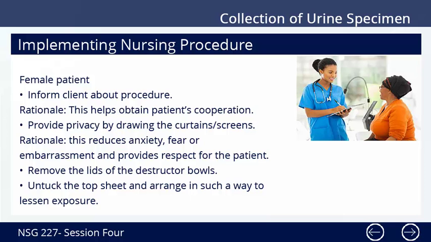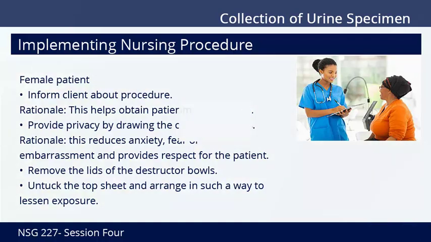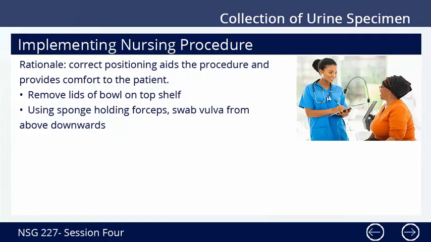3. Remove the lids of the destructor bowls. 4. Untuck the top sheet and arrange in such a way to lessen exposure. 5. Sit patients on a bedpan with knees flexed and legs apart. Rationale: correct positioning aids the procedure and provides comfort to the patients. 6. Remove lids of bowl on top shelf. 7. Using sponge holding forceps, swab vulva from above downwards.